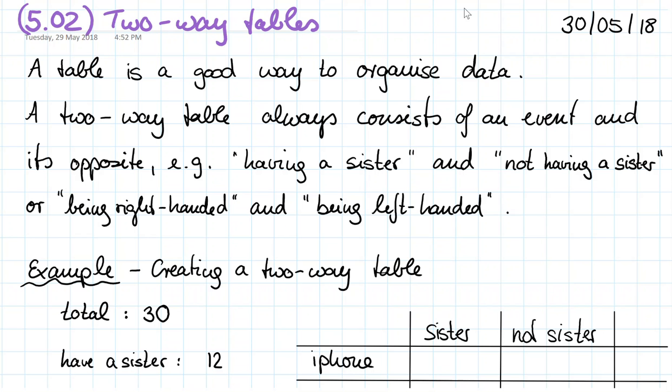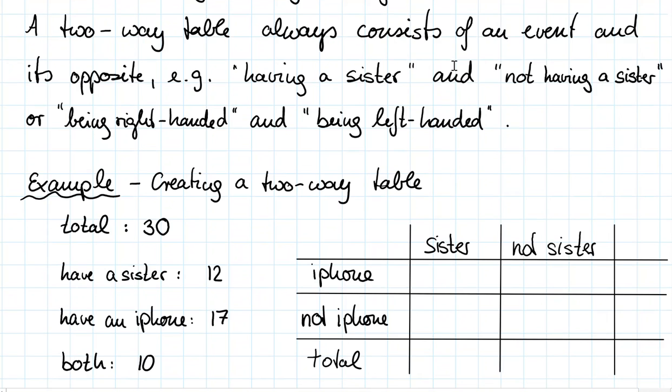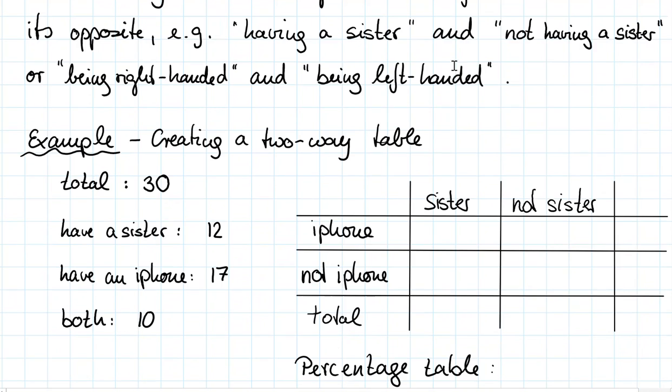So I've created an example for you here. There's a total of 30 people, and 12 of those have a sister, right? A total of 30, 12 have a sister, and 17 have an iPhone, and 10 have both. Okay, so now we want to organize that information into a table, which I've written down here for you.